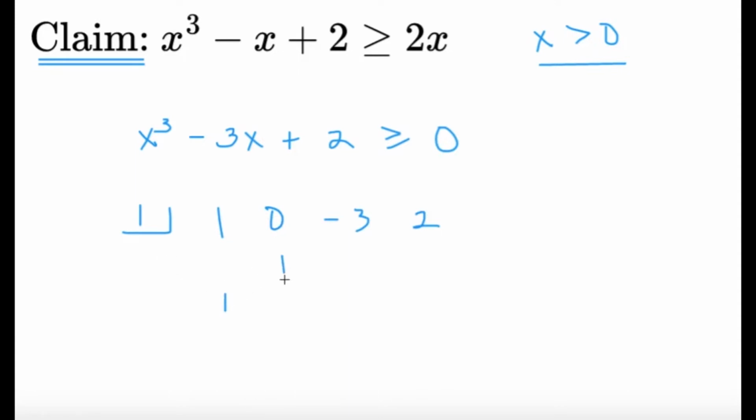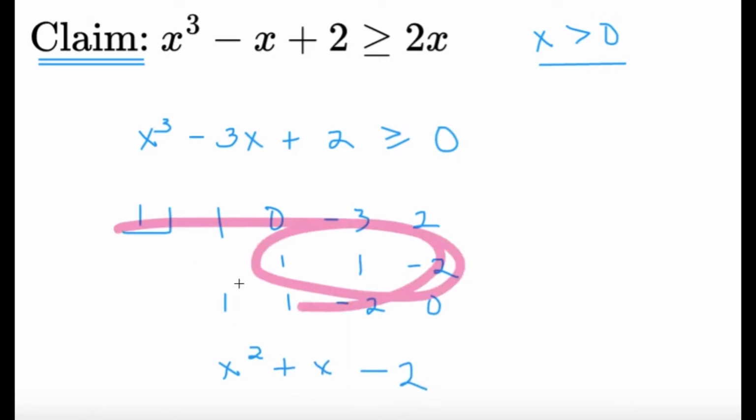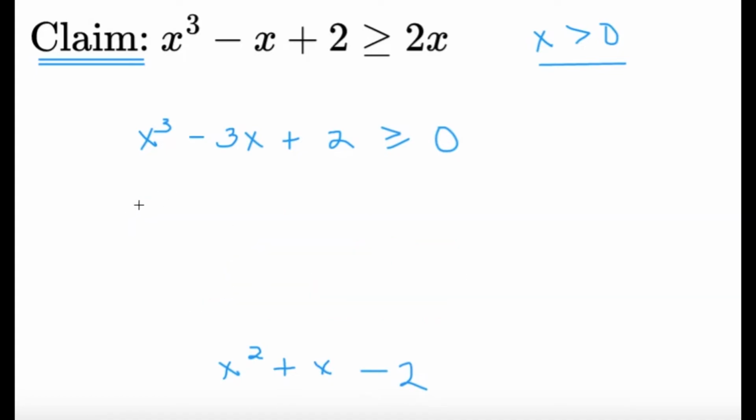So if I were to divide this x cubed minus 3x plus 2 by x minus 1, because 1 is a root of the left side, I'll be getting x squared plus x minus 2. And we know this is further factorable, so aside from the x minus 1 that we got, we're going to factor the x squared plus x minus 2, and this is factorable into x minus 1 times x plus 2, greater than or equal to 0.